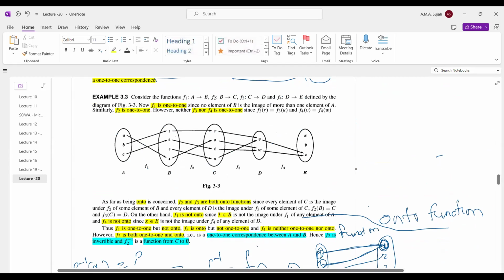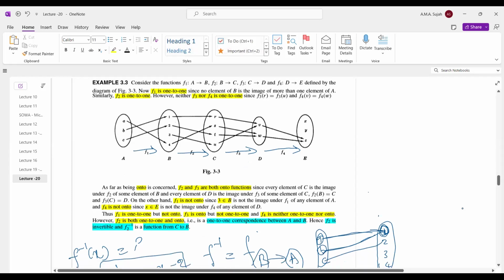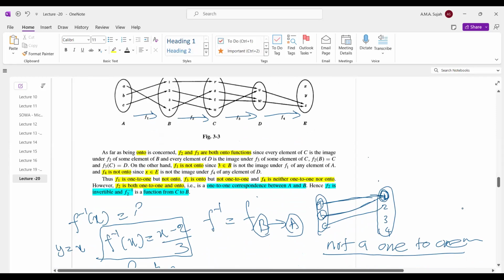Just look at this example. There is a function f1 from A to B. Similarly, a function f2 from B to C. There is a function f3 from C to D. There is another function f4 from D to E, right? So these are the four functions, f1 to f4.